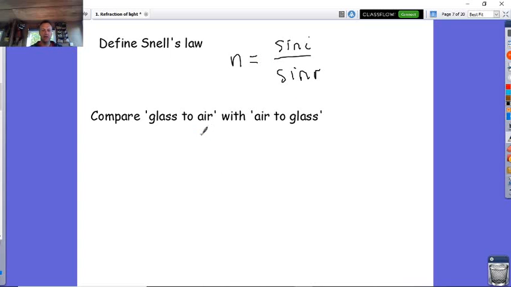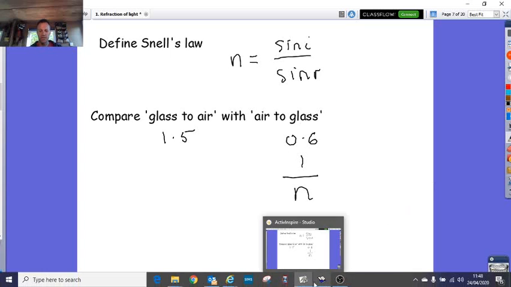If he went from air to glass, as I mentioned before, it is about 1.5. Going from glass to air, it's 0.6. He roughly noticed that n was the reciprocal, 1 over n. And this is what is meant by Snell's law. Snell's law states that the sine I divided by sine R is going to be constant. Now, it does depend on the medium.